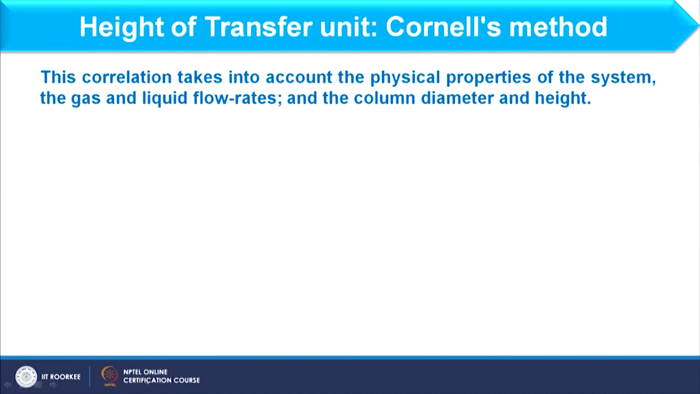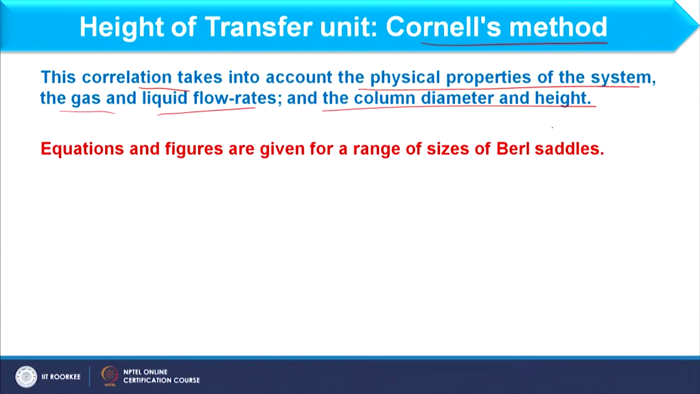So, first let us focus on Cornell's method. Okay. So, as far as this method is concerned, this correlation that is proposed by Cornell considers the physical properties of the system, the gas and liquid flow rates, and the column diameter and height. Okay. So, whatever correlations are given for the Hg and HL values, these are basically for Berl saddle packing. Okay. So, we can consider a range of sizes of Berl saddles.